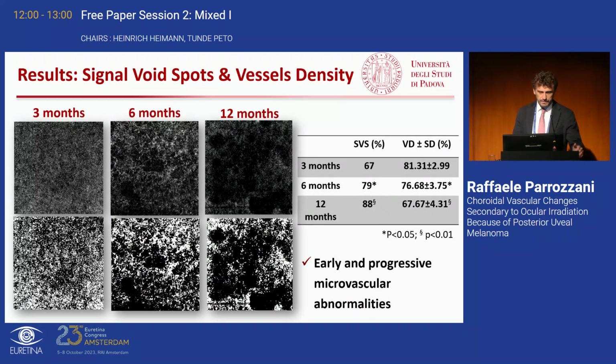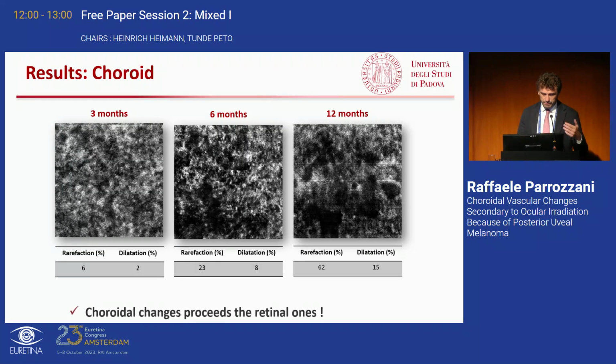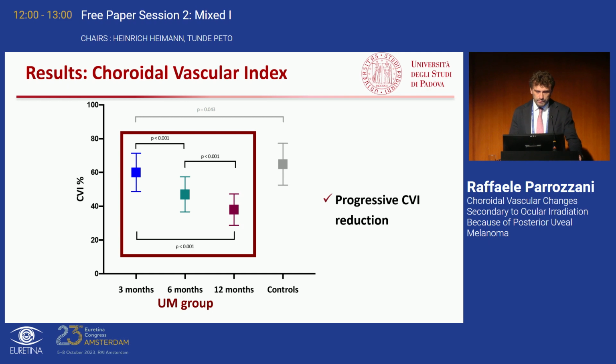So what we have found is this. For example, the signal void spots increased in percentage from 3 months to 12 months, from 67 to 88%, and the vessel density decreased from 81% at 3 months to 67% at 12 months. This is a sign of early and progressive microvascular abnormalities in the choriocapillaris. What was strange for me is that all these changes, also the rarefaction and dilatation of the choroidal vessels that increase over time, precede the retinal changes. That means it is absolutely rare to see changes in the retinal capillaries when you find these findings in the choroidal area. Also the choroidal vascular index decreased during the follow-up, as you can see here, at 12 months.